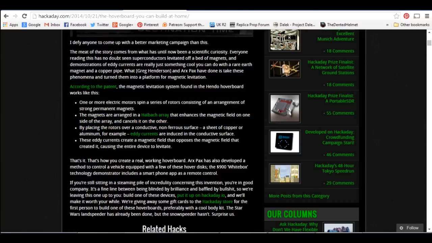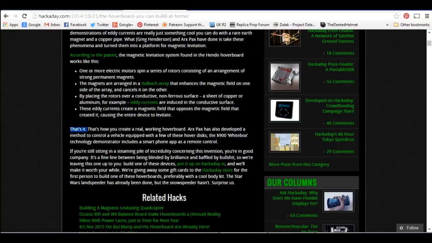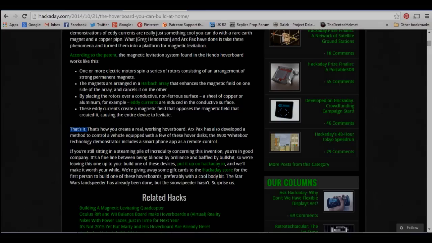And then the rotors are over a conductive non-ferrous surface. This is quite important. If it wasn't copper, if it was steel, which does stick to a magnet, then obviously the hoverboard would just stick straight down. So that's why it has to be copper or aluminium, as they've said there. Eddy currents are induced in the conductive surface. The eddy currents create a magnetic field that opposes the magnetic field that created it, and that causes the whole thing to levitate. And as they've said, basically that's it. So you can build your own if you can buy the right magnets and arrange them correctly and spin them above copper. So let's give that a go.